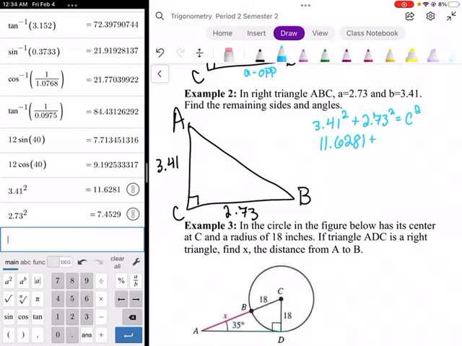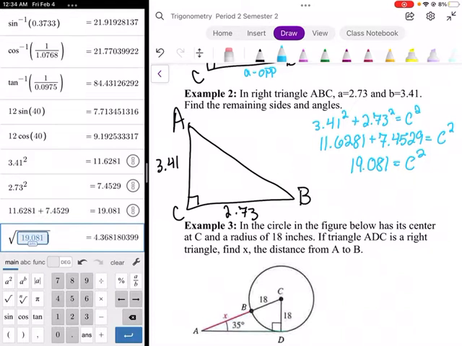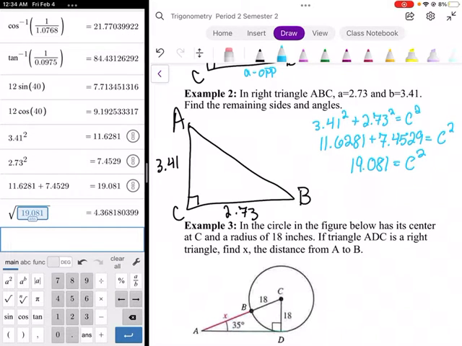And we will have 11.6281 plus 7.4529. And you don't want to round until you get to your final answer. That way your final answer will be more accurate because you waited to round it. Otherwise, you'll round multiple times and it can really throw off your final answer. So then from here, we'll take the square root of that number, and our answers have about 3 significant digits. So for this one, we're going to do 4.37 for side length c.